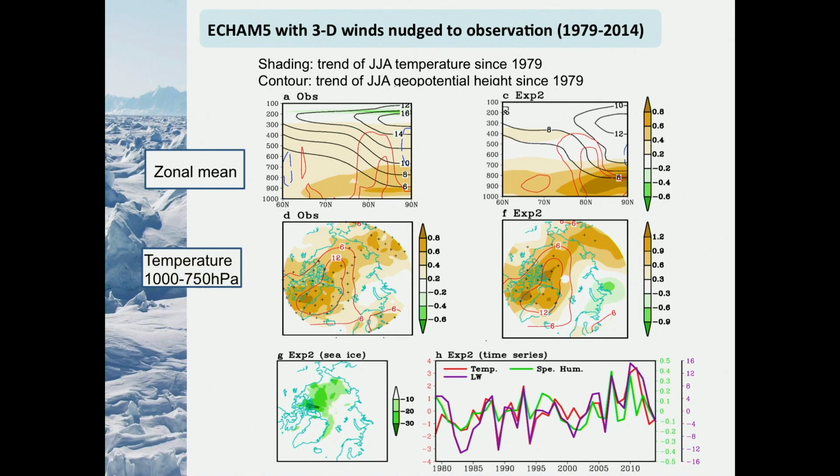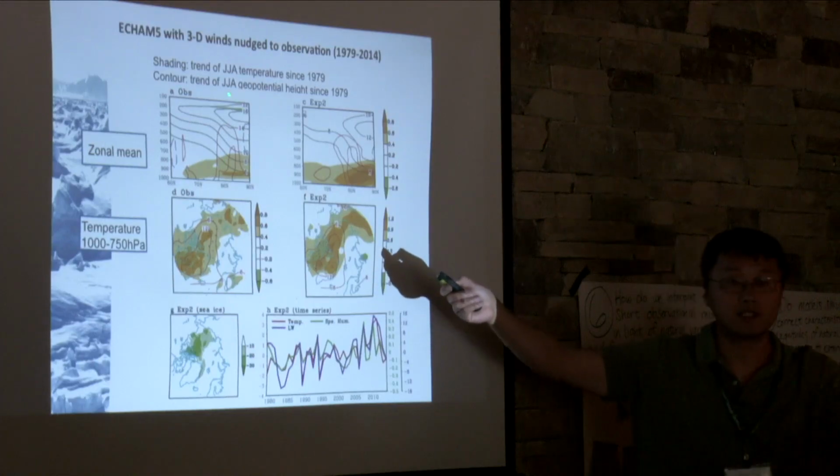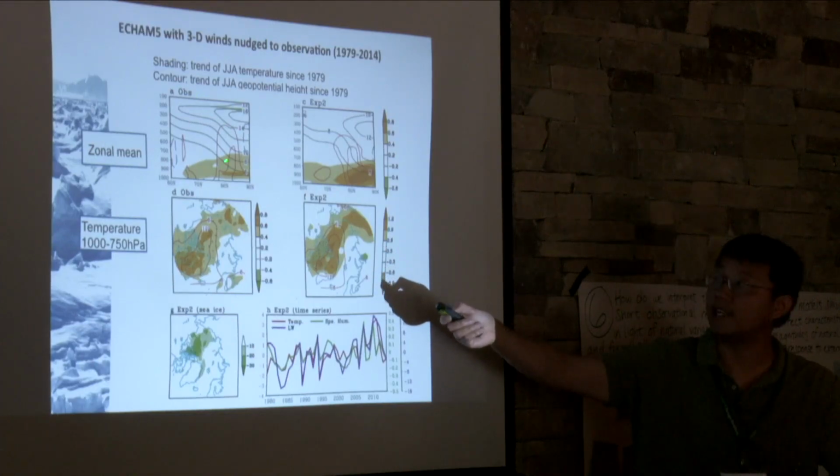So next, this leads us to start with the idea that probably circulation drives CIs. So how do we test this idea? We just put observed wind in the same model. We're using some nudging or assimilation techniques to put observed wind in our model, 3D everywhere, from the surface to the top of the atmosphere. So this is the observation again here. This contour is the vertical velocity trend for JJA.